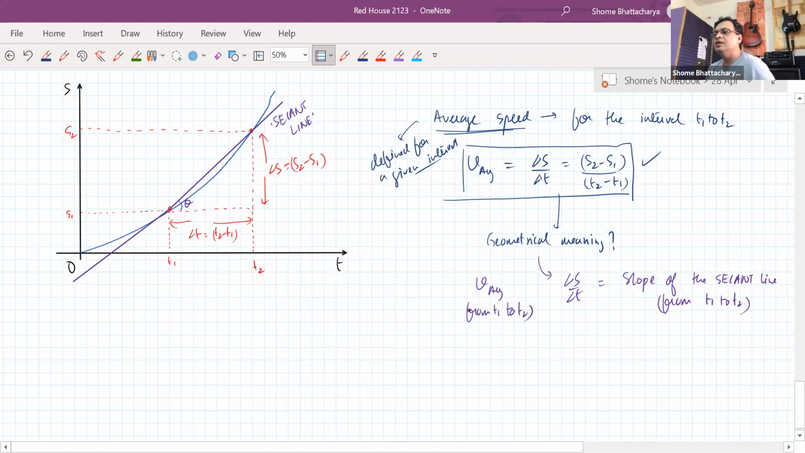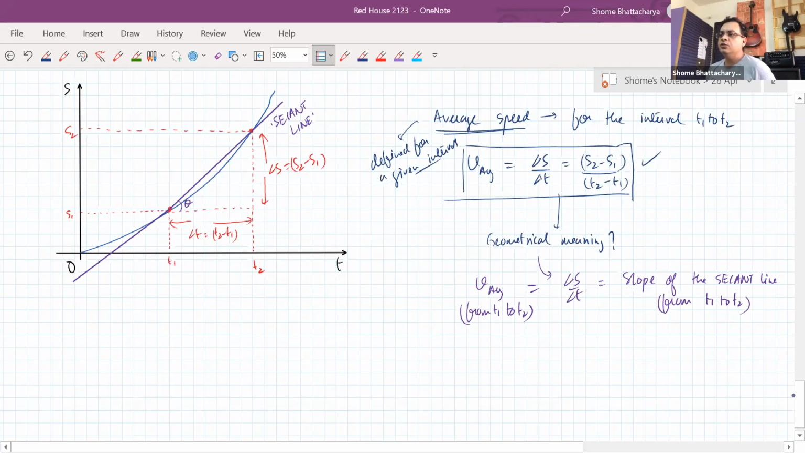So we will do numerical examples of this also, but first I want to just understand the geometrical meaning. If I'm defining average speed as total distance upon total time from some specific instant T1 to T2, and I'm given a graph like this, what is the geometrical meaning of that? It means that I have to join those 2 points on the graph with a straight line and do nothing but calculate the slope of that straight line.